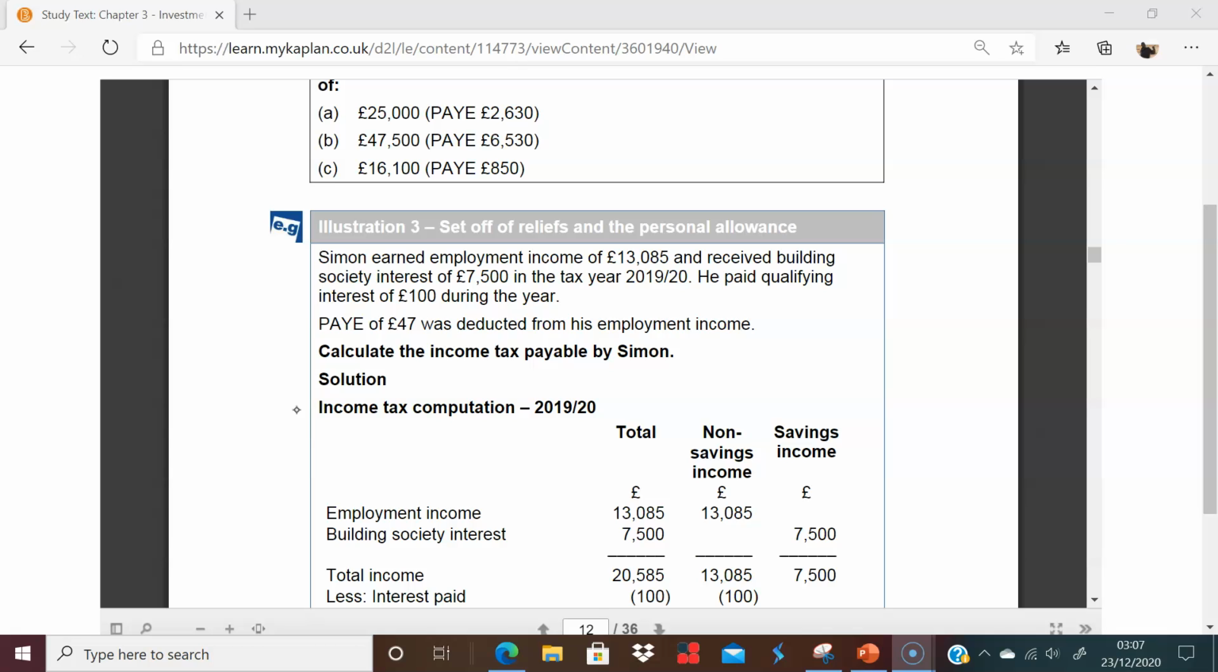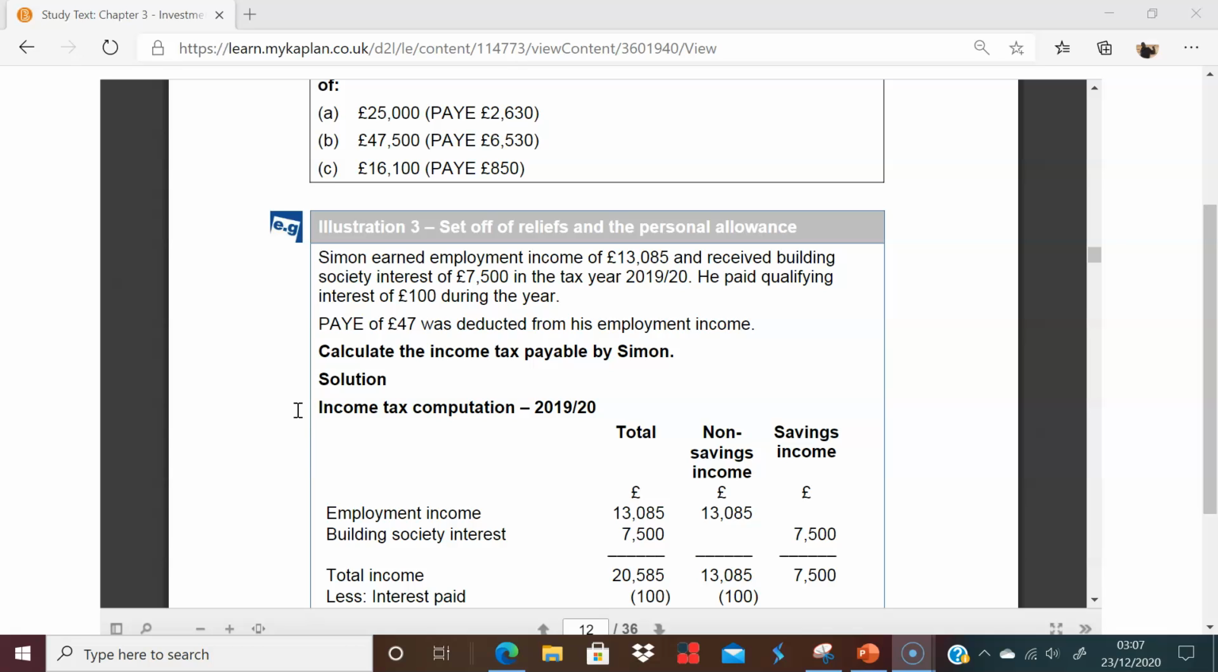When I say red herrings, they're not putting numbers in there just to confuse you. Well, they could be, my point is, but you need to at least look at it. You can't just ignore it, and you will decide. You make that decision. So employment income of 13, building society interest of 7.5, and qualifying interest of 100.